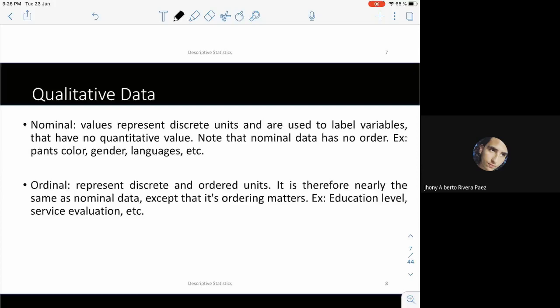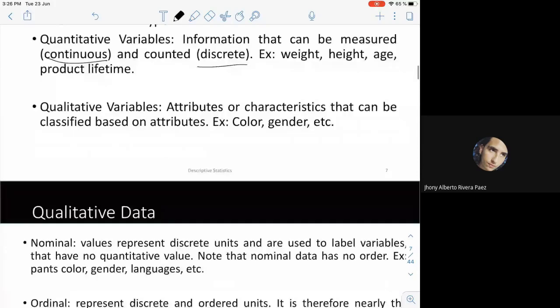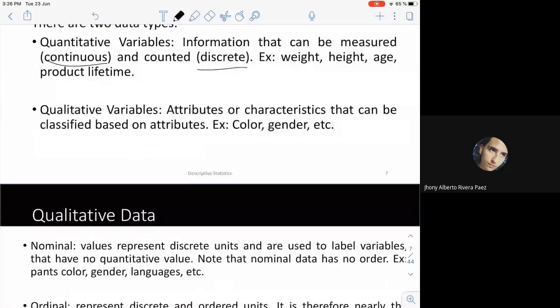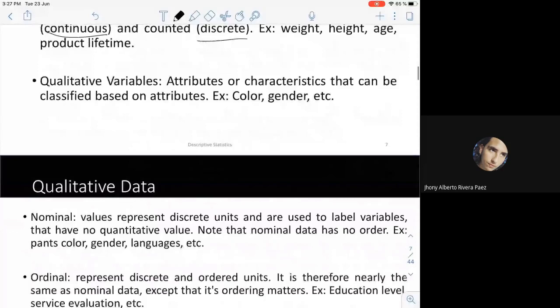All right. Now that was quantitative variables. In the case of qualitative variables, those are not numerical variables. They are basically attributes or characteristics that can be classified based on a specific attribute. For example, imagine that we're analyzing the color of a car. You have black cars, gray, blue, yellow. That's an attribute. It's not a measurement. It's not a counting process. It's just an observation and a property, an attribute of the car. So those are qualitative variables.